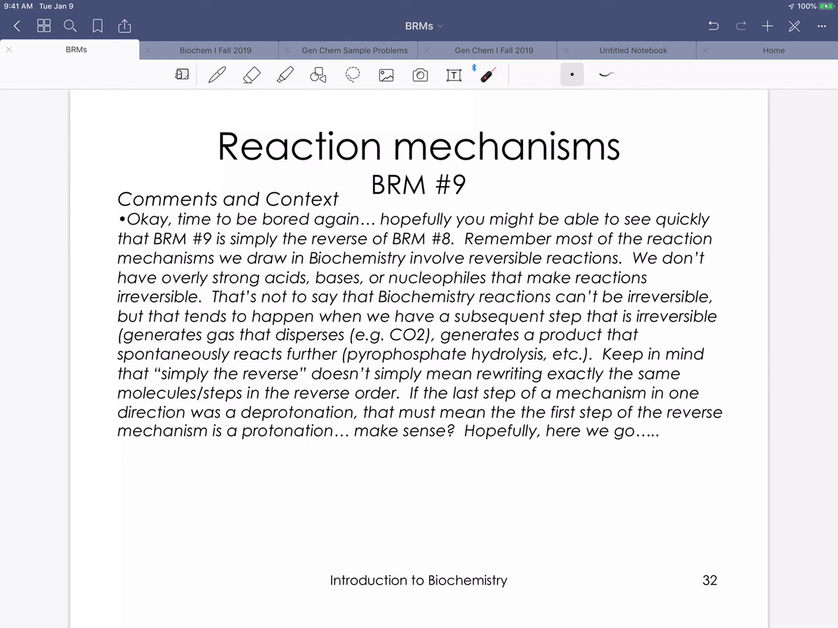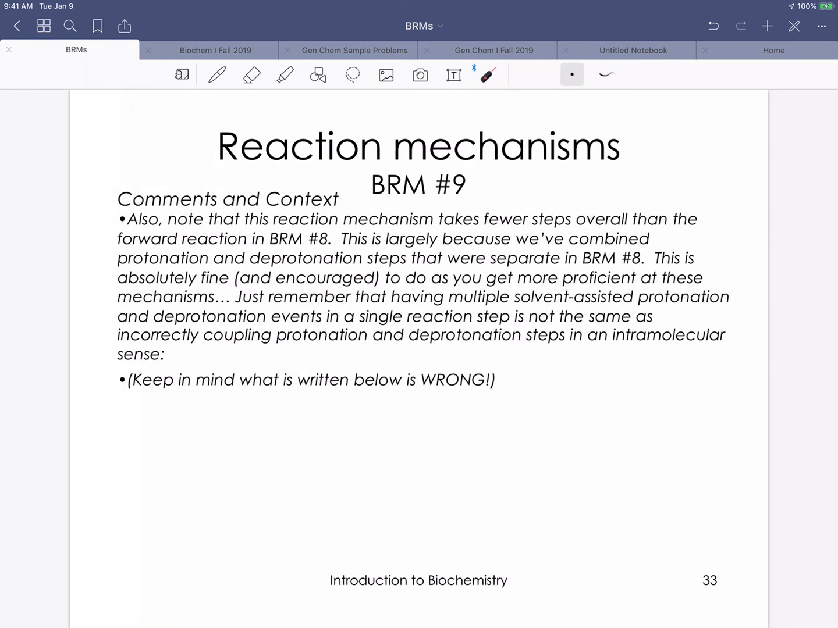So again, that mechanism has a lot of similarity to what we saw in reaction mechanism 8, but we have to make sure that reversal is not simply rewriting the same intermediates and metabolites, but in an opposite direction. A couple of other things to comment on. Again, this reaction mechanism that I've shown here takes fewer steps overall than the one that we did in reaction mechanism 8, and that's because we've combined some protonation and deprotonation steps. And that's okay. We want to encourage that as we get more proficient in these mechanisms.